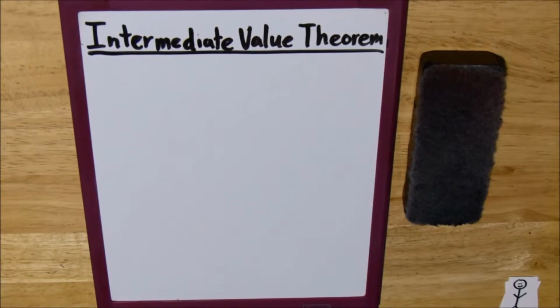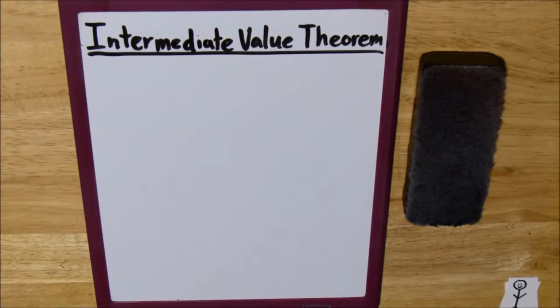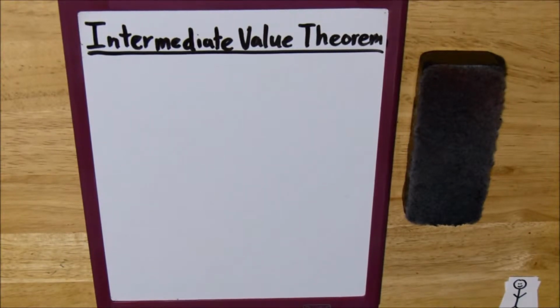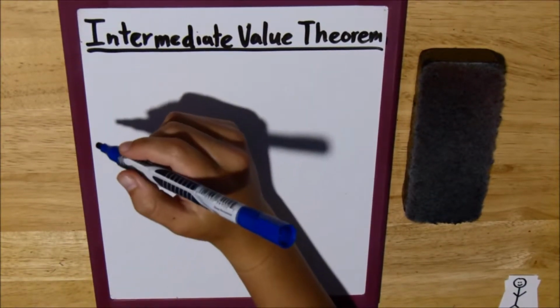Alright, so now let's talk about the intermediate value theorem. First, I'll provide what the actual theorem is, and then I'll show you an example. Okay? So it starts off like this.